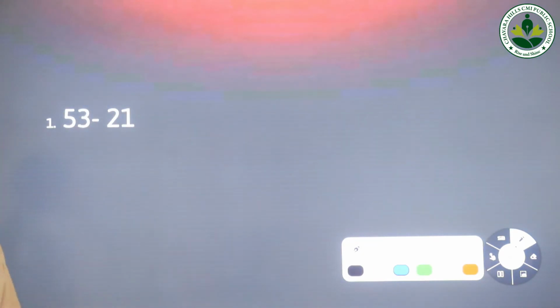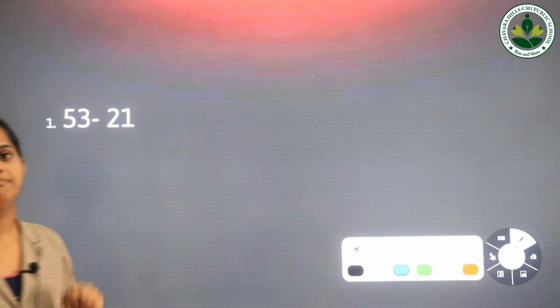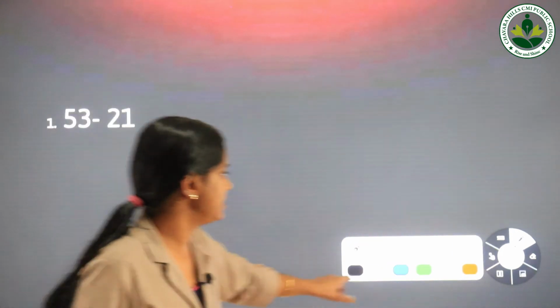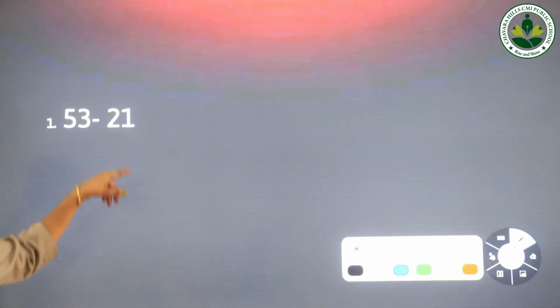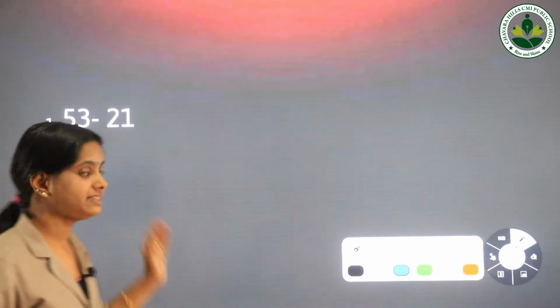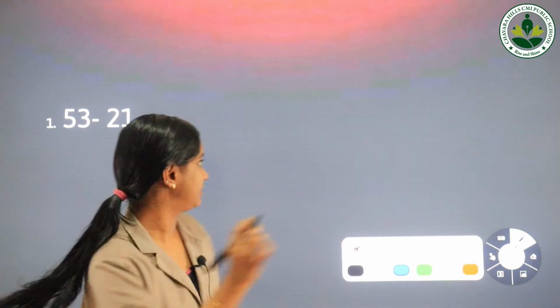First, find 53 minus 21. This is the minus symbol, the symbol for subtraction. Here we can subtract 21 from 53 by arranging these numbers vertically according to their place values. For this, first we draw the place value chart.